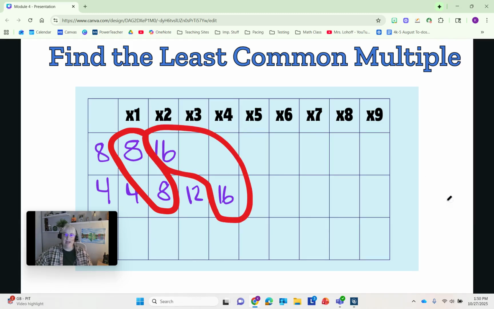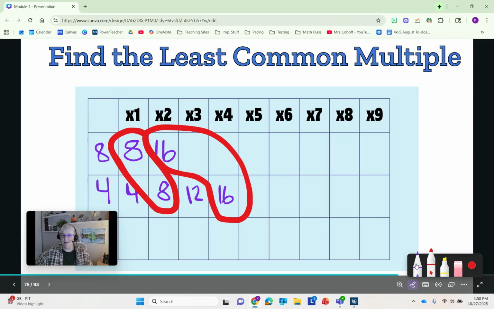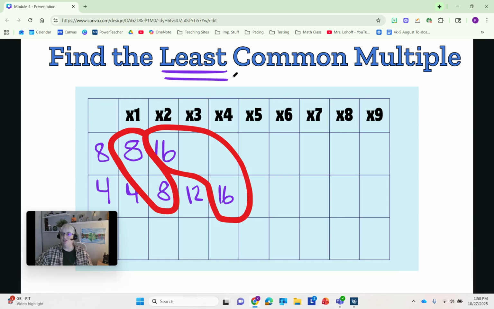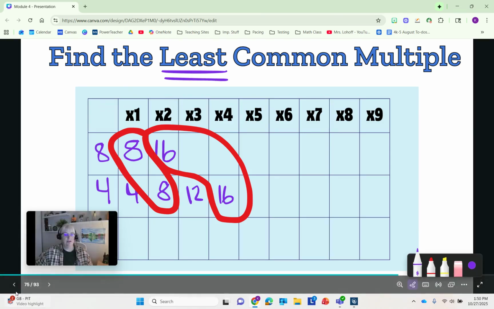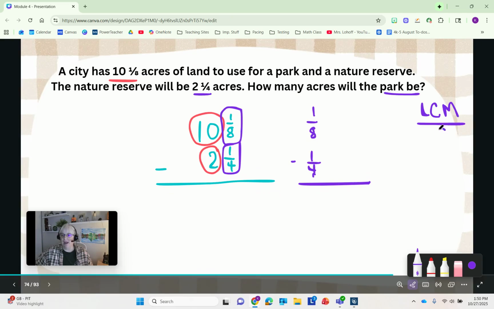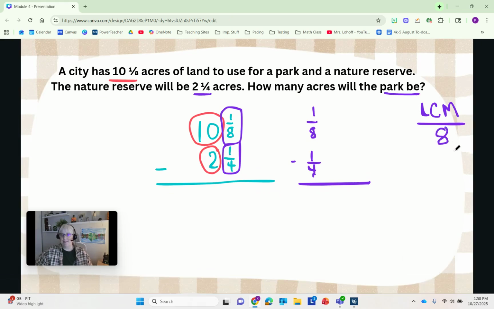You won't get the wrong answer by picking either of these numbers. If you pick 8 or 16, you are still right. But the smallest of the two is going to mean we have less work to do, and that's 8. So let's go back and change our fractions so that both denominators are 8.